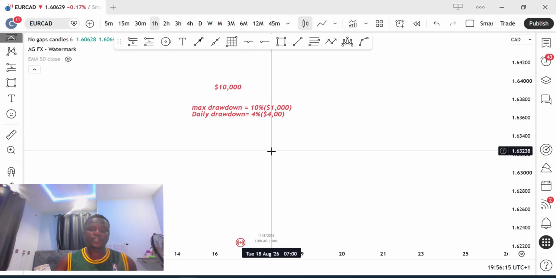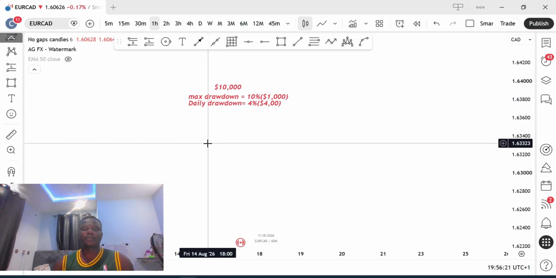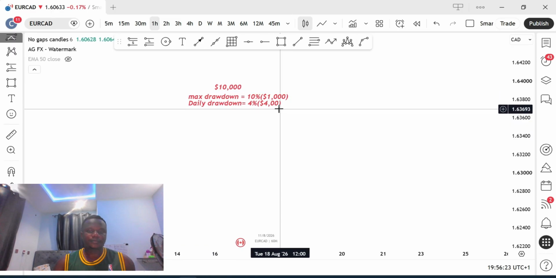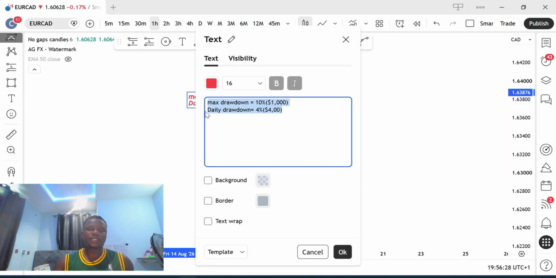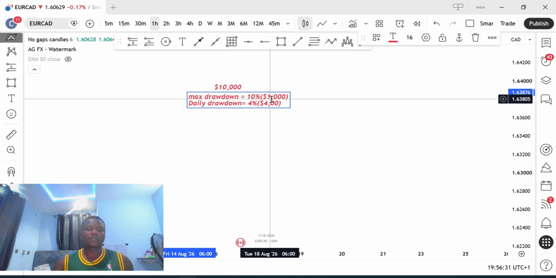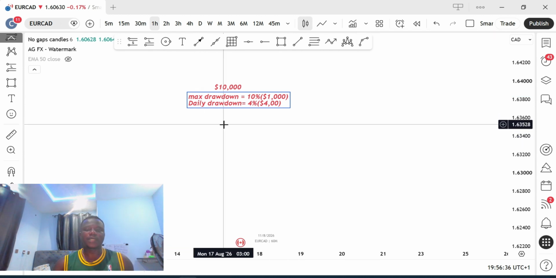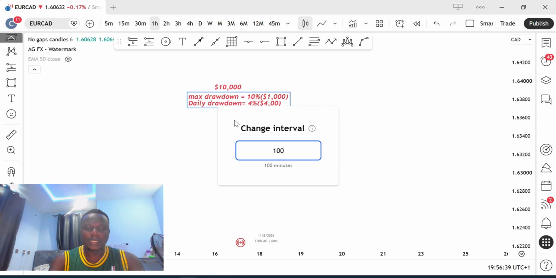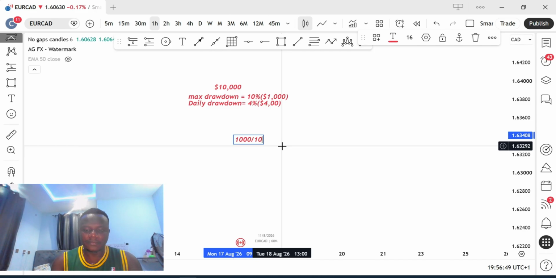Now, how can you trade this to become profitable? How I trade it to become profitable is this. In this $1,000 I have, I see it as all my risk. Everything I'm trading, I just have $1,000 to trade with inside that 10K. Do you understand? Now, I will say $1,000 divided by 10, which equals 100, right?